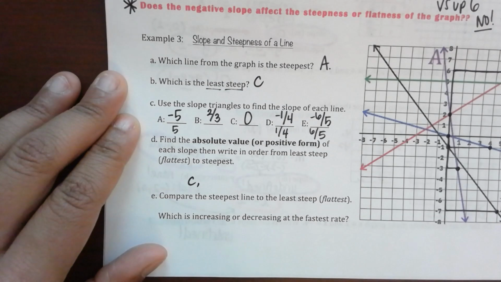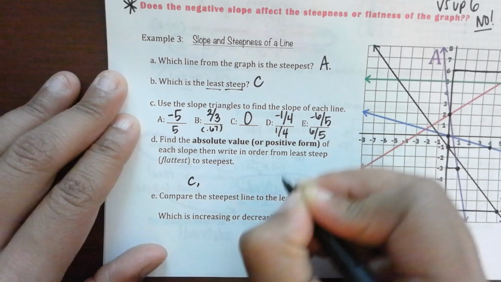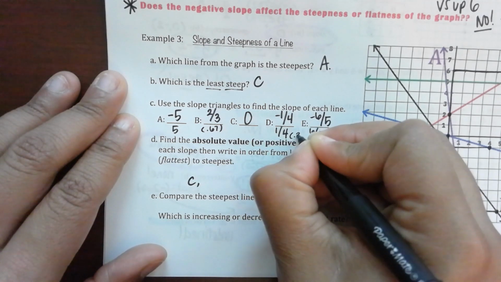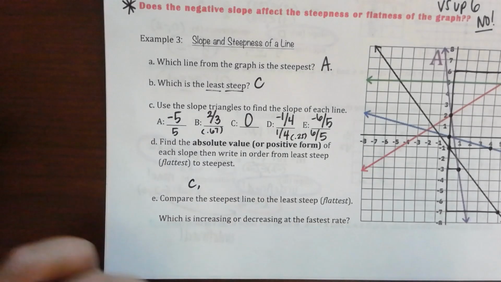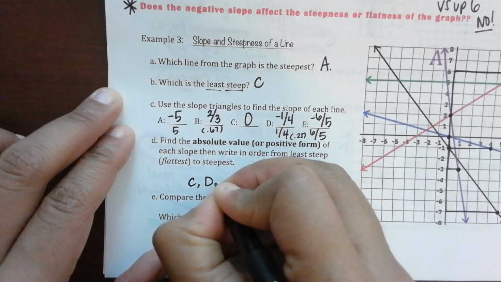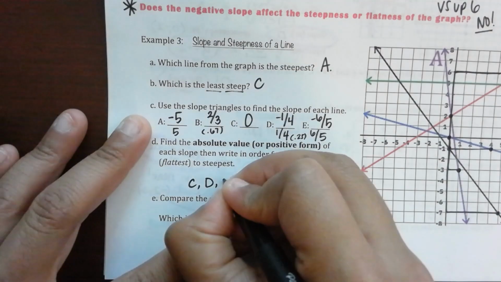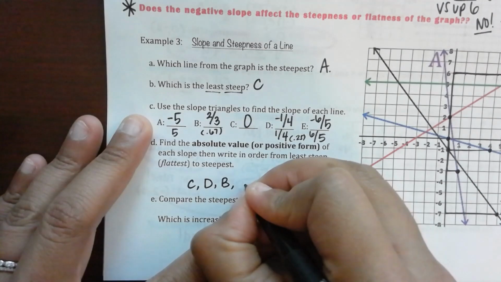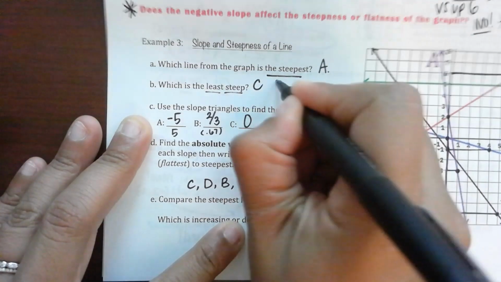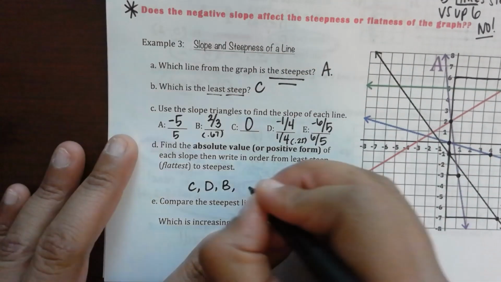D, because isn't this as a decimal written as 0.67? And isn't this one 0.25? Which one's smaller, 2 or 6? 2, so D would have to go next. Then B, then which graph is the steepest? So should that be touched? And should be last. So what's next?